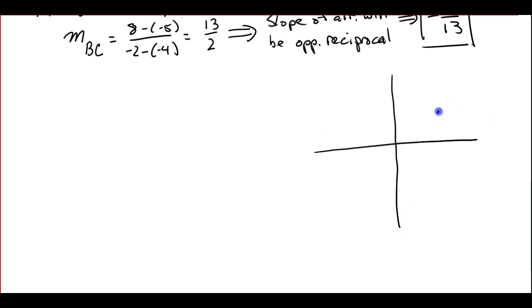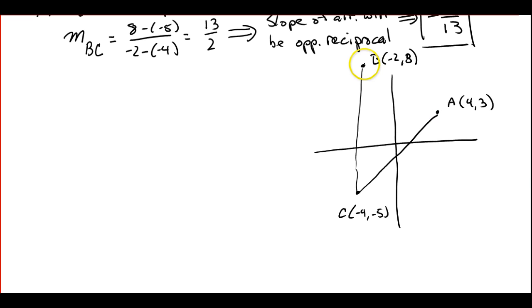So A is 4, 3, so it's going to be somewhere out here. So there's A, 4, 3. And B is negative 2, 8. So maybe somewhere up here. Negative 2, 8. And C is negative 4, negative 5. So maybe somewhere over here. And these 3 points form a triangle. And really what we found now, we found the slope of the altitude, so I found the slope of this dotted segment there.